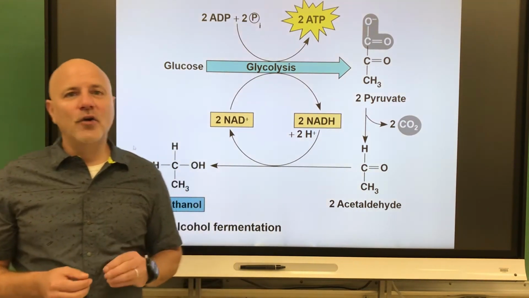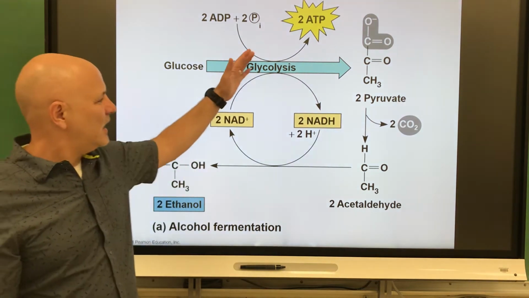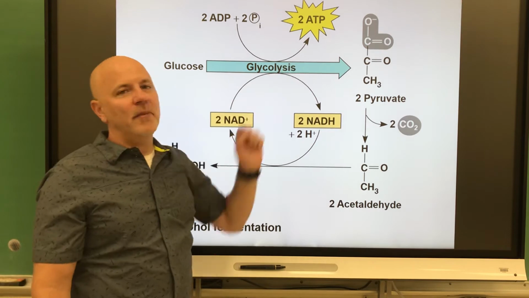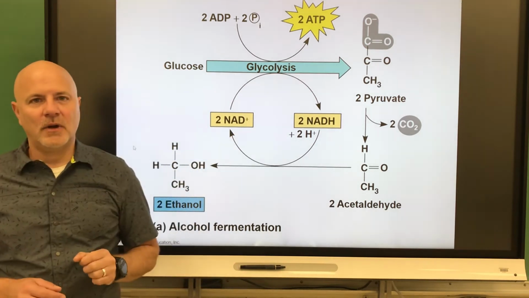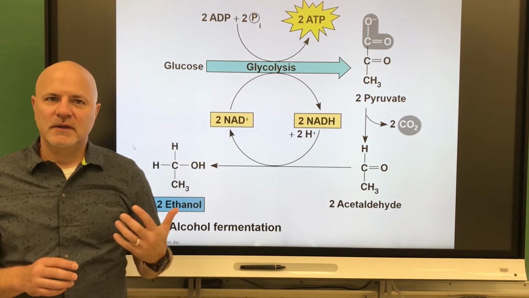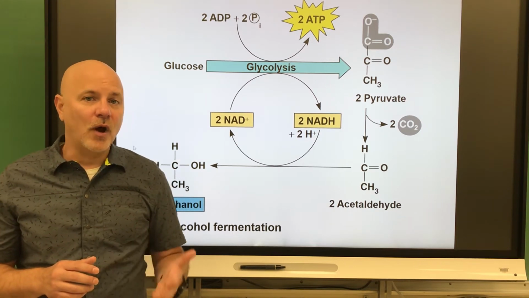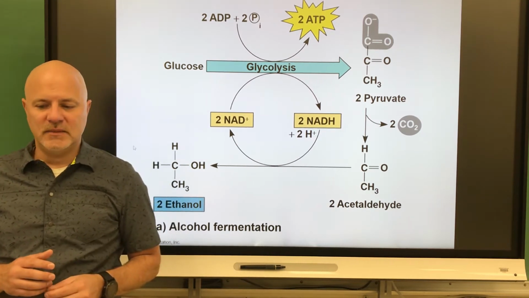Disadvantages. It's a low yield of ATP. As you can see on this whole thing, here's glycolysis, here's the fermentation step. We're only making 2 ATP in this. So one glucose anaerobically only produces 2 ATP. Aerobically, we're going to make 30 to 32 ATP.